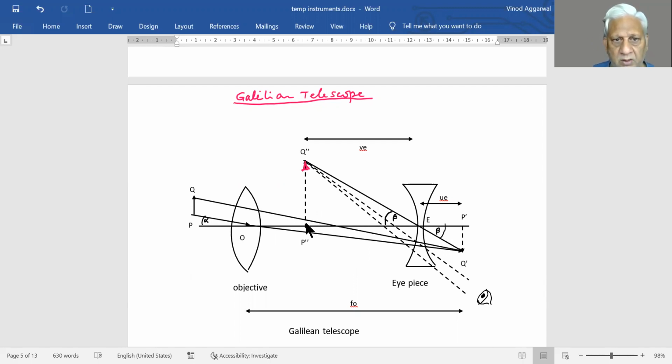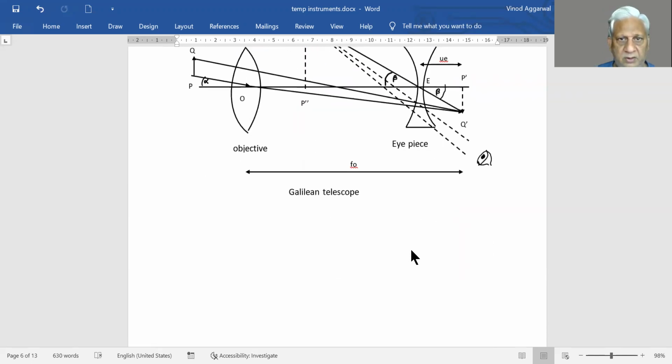Now, since the first image is formed at the focus, this distance is the focal length of the objective. And the final image is formed here, so this distance is VE, V for this particular eyepiece. And for this eyepiece, what is U? U is this distance, EP dash is UE, this one. Let's see some treatment now.